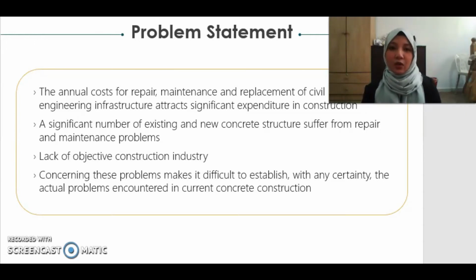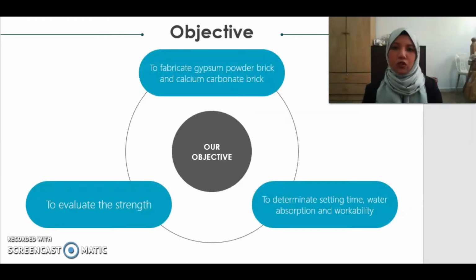So this is our problem statement, and for our objectives, first, we want to fabricate gypsum powder bricks and calcium carbonate bricks. Our second objective is to evaluate the strength of three types of bricks, which are gypsum powder bricks, calcium carbonate bricks and normal concrete bricks. And the last objective is to determine the setting time, water absorption and workability of the bricks.